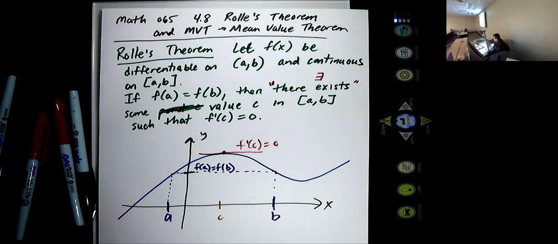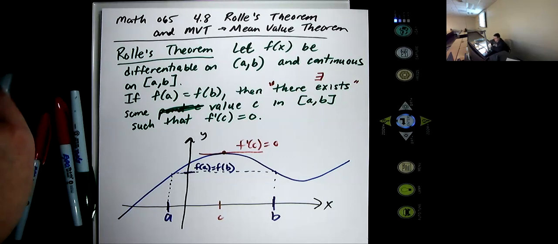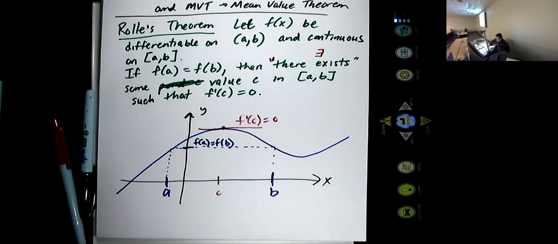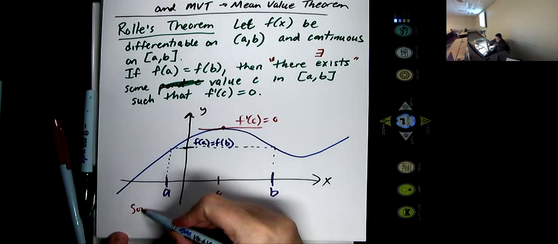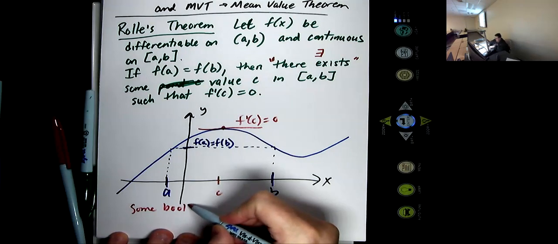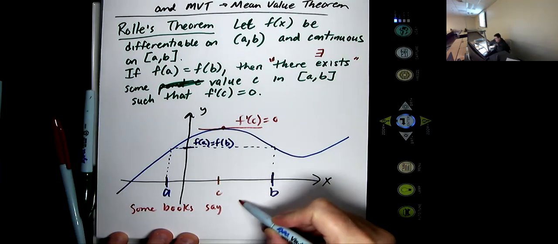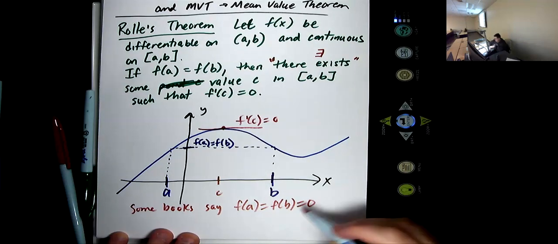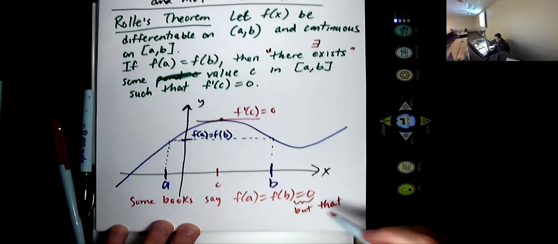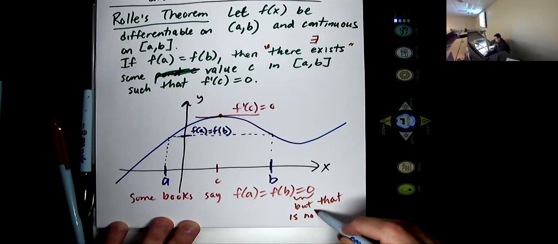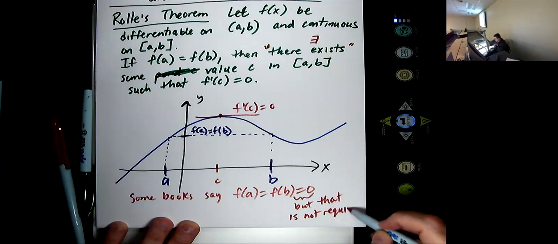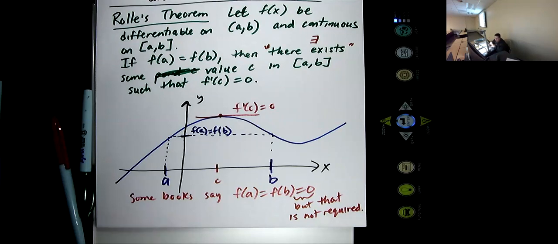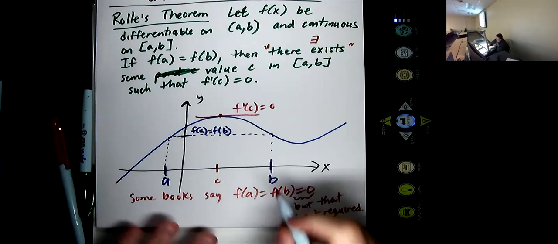We'll go through a proof of it. Some books, and I think our book does it, say f of a equals f of b equals 0. But that is not required. The equals 0 part is not necessary at all. Just that f of a equals f of b.